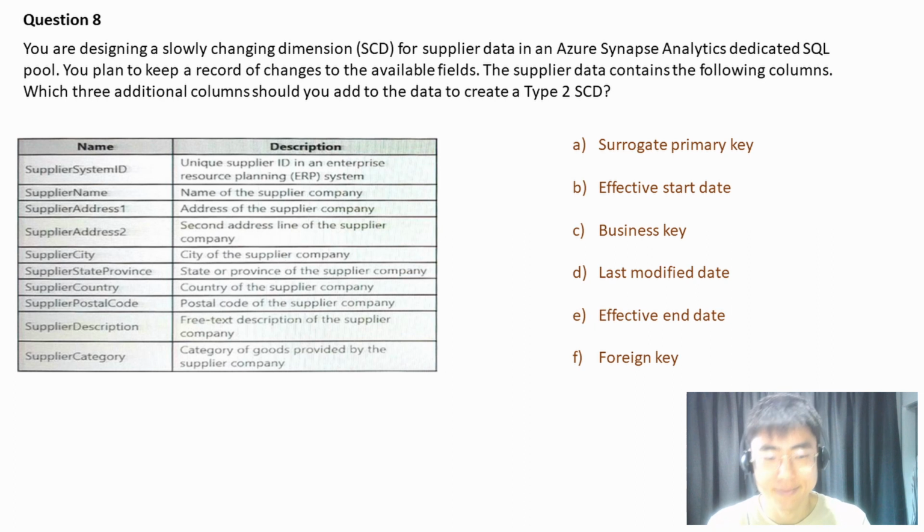Going back to the question, we're interested in adding additional columns to create a type 2 SCD. If you remember what type 2 SCD is, it's adding a new row. For that we need effective start date, effective end date, and surrogate primary key. So the correct answers here are A, B, and E.